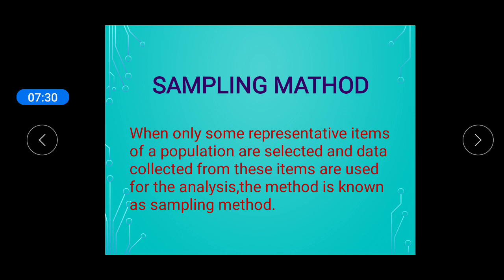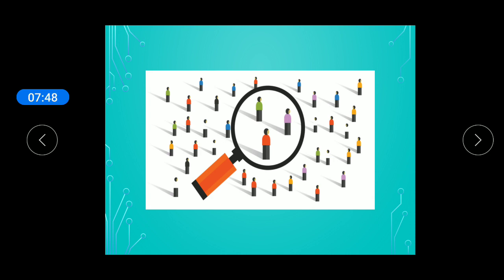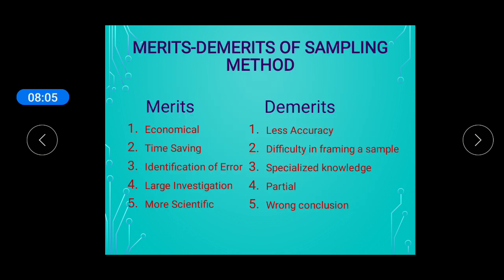For example, if I have to collect the information from all the students of your class, and I take 4 or 5 students from your class and get the information from these 4 or 5 students, then I am using the sampling method. Like this is the population and the 3 units in the circle are the sample. When the investigator takes the information from this small group of the population, then he is using the sampling method.